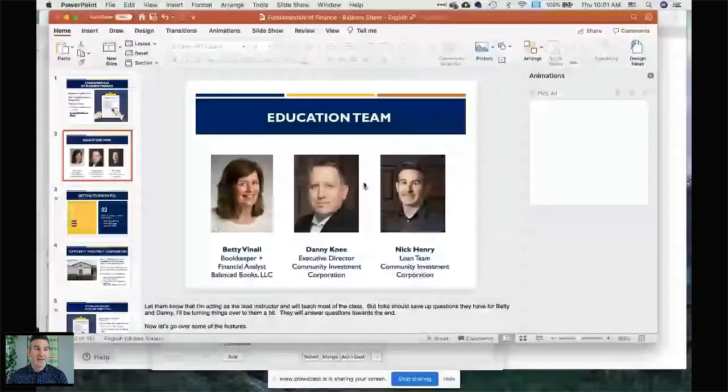And my slide is not working properly, so I'll just back it back out. But this is, you can see our little team here. We're the folks who are going to be working with you today. So I'll do the bulk of the presentation. Again, my name's Nick, and I'm on the loan team at CIC. We also have Danny on the call. He's our executive director and is just our general guru in all things related to business, and has a lot of experience both in the for-profit and the nonprofit sector. So he'll be joining us later.